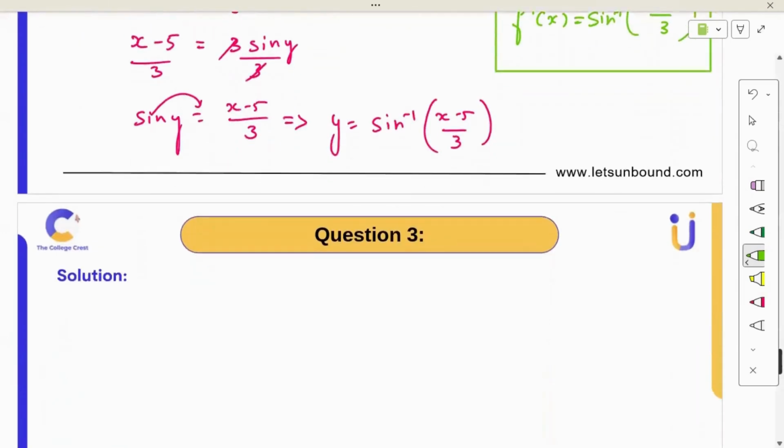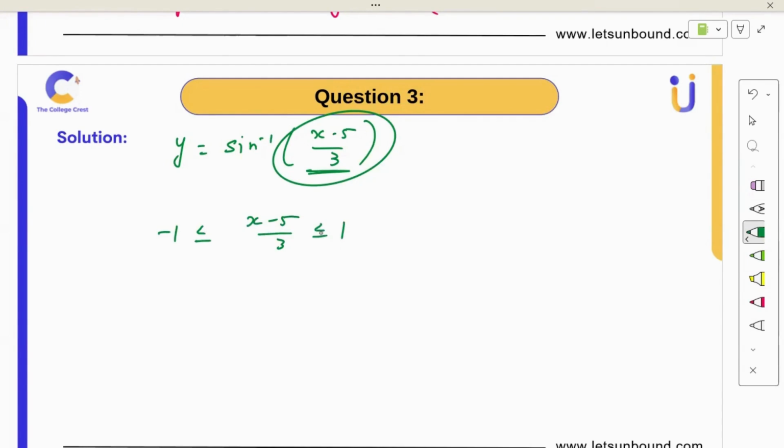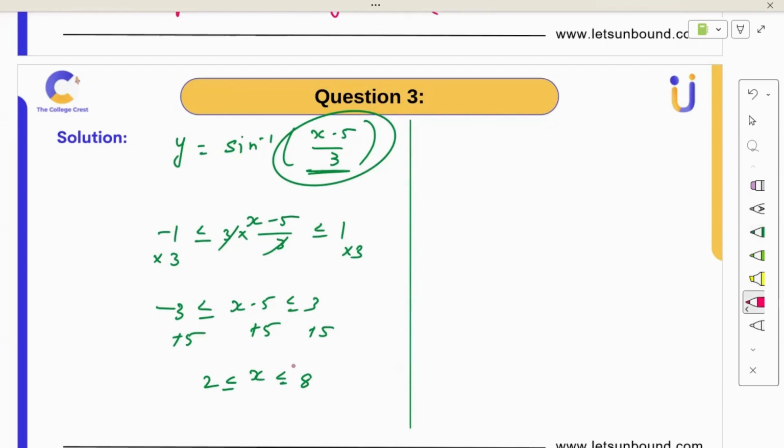So what is the domain? y is equal to sine inverse of x minus 5 by 3. This input should lie between minus 1 to plus 1. Correct? So minus 1 less than or equal to x minus 5 by 3 less than or equal to 1. Let me find x. So multiply by 3. Minus 3 less than or equal to x minus 5 less than or equal to 3. Then add 5. X is less than or equal to 8. This side it's 2. So domain is from 2 to 8. This is the domain.